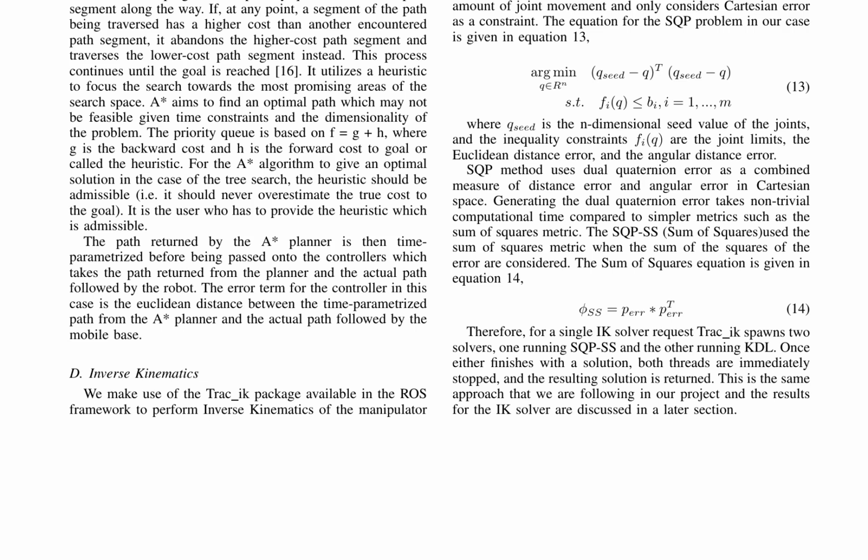The authors then describe the implementation of a PID controller for both the trajectory planning of the manipulator and the mobile base. The PID controller ensures that each joint follows the generated trajectory by minimizing the error between the desired and actual joint positions. The controller gains are tuned to ensure system stability. For the mobile base, the PID controller minimizes the Euclidean distance between the time parameterized path from the A* planner and the actual path followed by the mobile base.